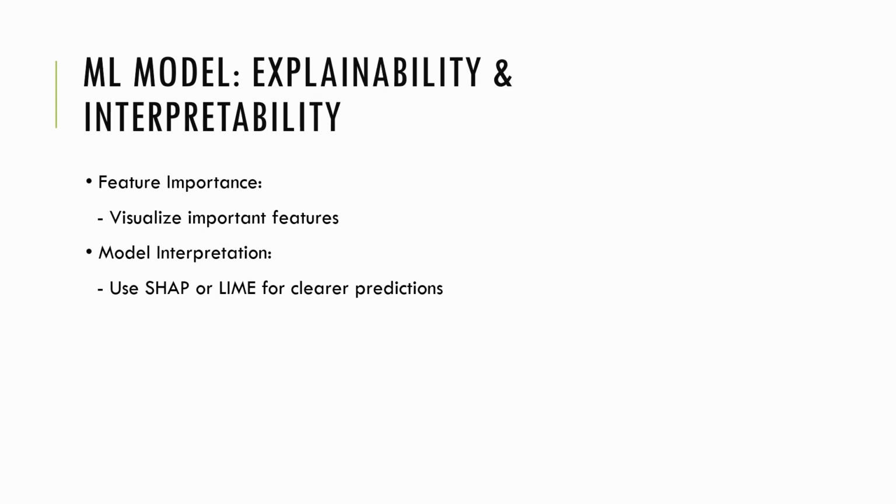Machine learning models can often be black boxes, but it's important to make them more interpretable. By using tools like SHAP or LIME, you can explain your model's predictions and understand which features have the greatest impact. This makes your model more trustworthy and easier to debug.